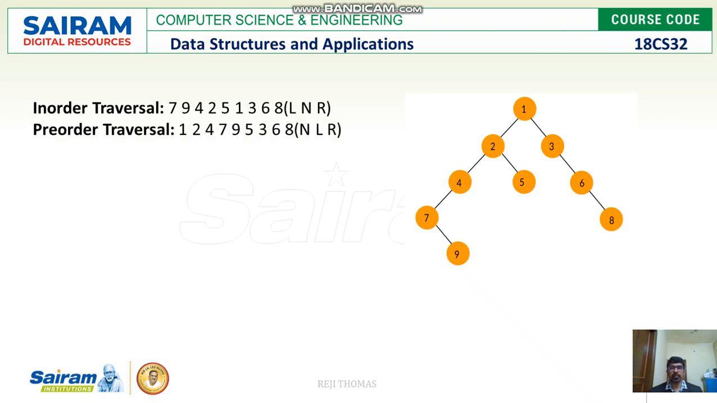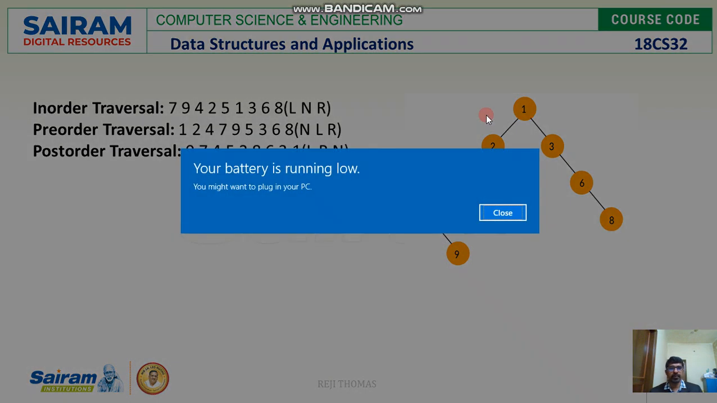If it is pre-order, before you visit left or right, you have to visit the root node. So you'll get root first, which is 1, then left 2, then 4, then 7, then 9, then 5. Once it is done, you can visit the right, which is 3, 6, and 8. And the last one is post-order.